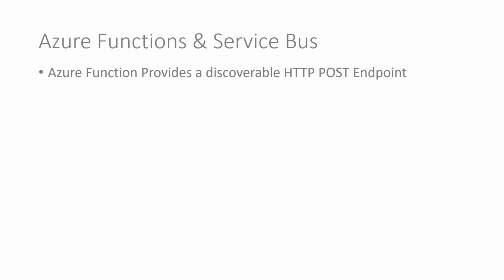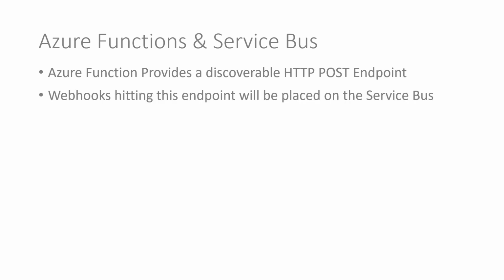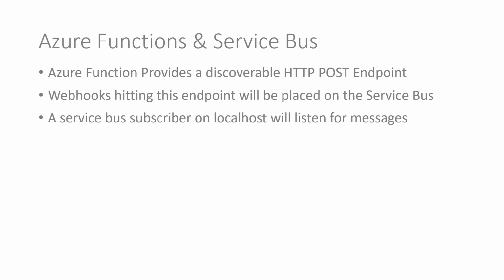This is obviously a developer approach, but it could be adapted is what I'm saying. And so what we're going to do is set up an Azure function. It has a discoverable endpoint, so we'll send webhook traffic to that. Anytime webhooks hit it, we will then place the traffic onto the service bus, and then we will write a little service bus subscriber down on our local host that will listen for messages on that service bus. And so we're really then getting the events down to localhost.